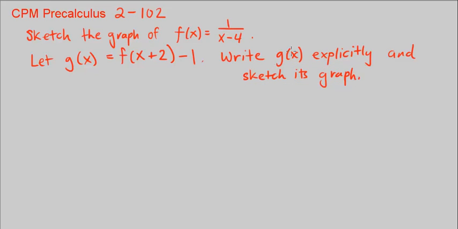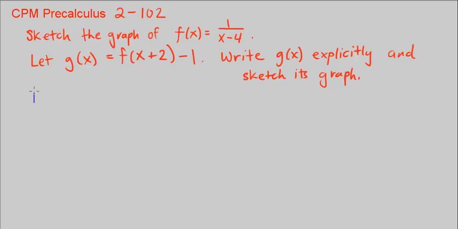Okay, so all this part is saying to do, in case that's why you're here watching, is to go ahead and give the expression for g of x. Explicit means go ahead and say exactly what it is. So instead of it being in terms of f, write it as an expression using x. Anyway, let's go ahead and do this.